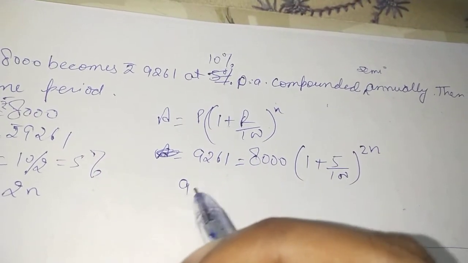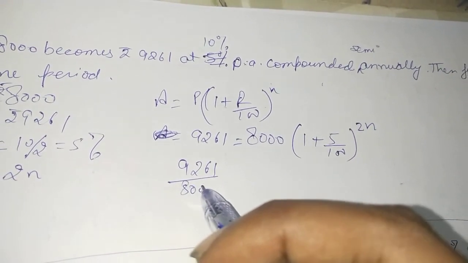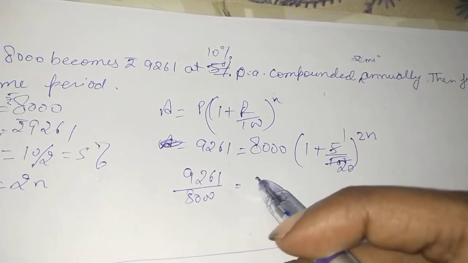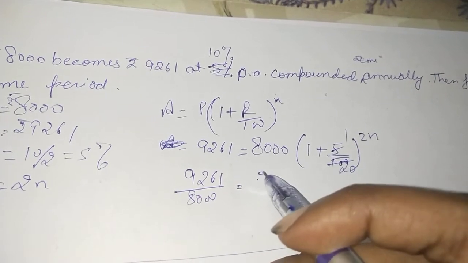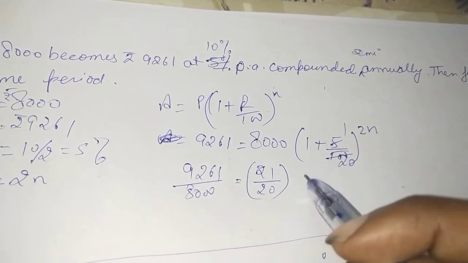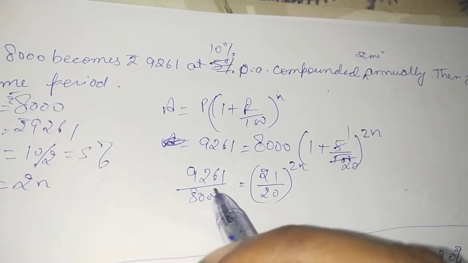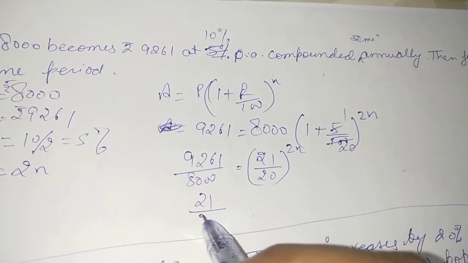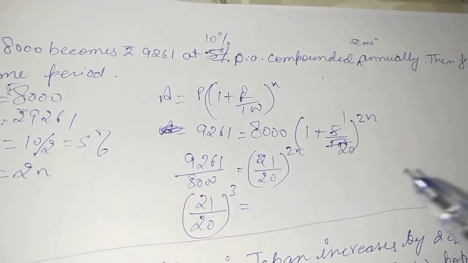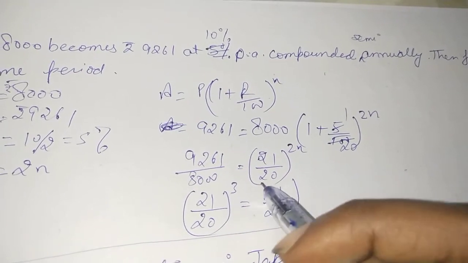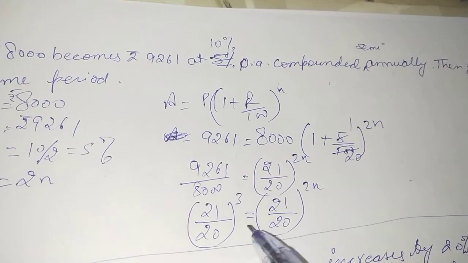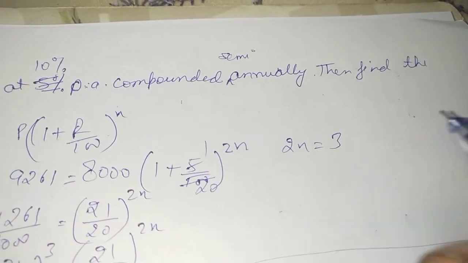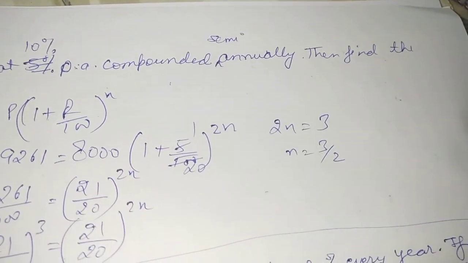So that means it will be 9261 upon 8000, and over here we can simplify. So 20 will be left. Taking the LCM, it will be 21 upon 20 to the power of 2n. Now what can we write for this? This is the cube of 21 and this is the cube of 20. So it can be written as 21 upon 20 whole cube is equal to 21 upon 20 to the power of 2n. Now equating both sides, bases are the same, so powers will be equal. So 2n will be equal to 3 and n will be equal to 3 by 2.